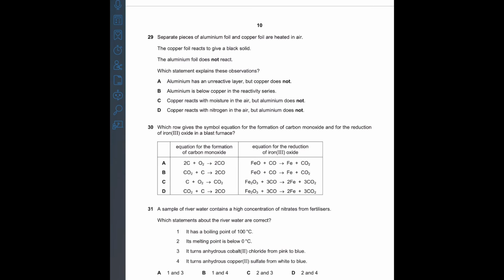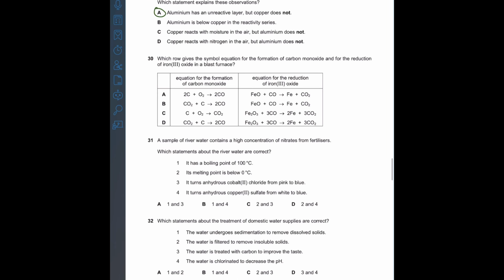Question number 29. Separate pieces of aluminum foil and copper foil are heated in air. The copper will react and aluminum does not react. The simple reason is that aluminum is more reactive than copper in the reactivity series, but the reason aluminum does not react in the real world is that it has a protective layer, an unreactive layer of aluminum oxide which protects the aluminum. So the answer is A.